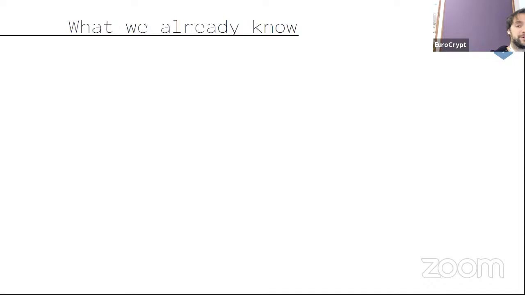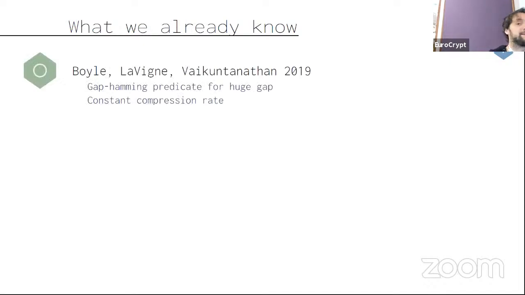Okay, so what do we already know? It's been a while. In 2019, this was introduced by Boyle, Lavigne, and Vaikuntanathan. They presented a construction for something called the gap Hamming predicate. If you look at the hash values, you could tell whether the original input data was very far apart in Hamming distance, or very close. But for anything in between, the evaluation algorithm on the hash values wouldn't give you any guarantees, so it could output anything. The hash functions achieved a constant compression rate, so they could compress the input by a constant factor.